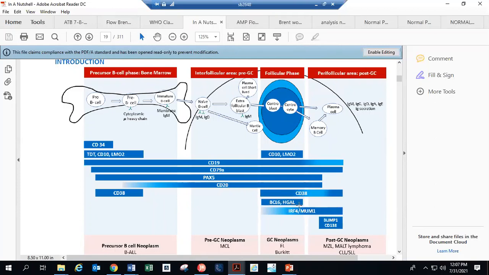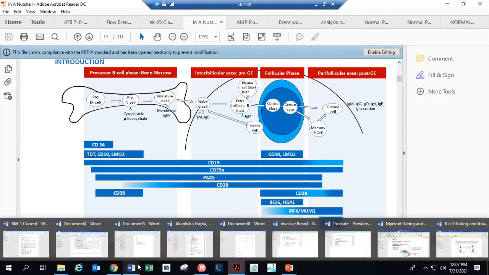BCL6 and GAL are also germinal center markers. They are more specific germinal center markers. MUM1 is more of a plasma cell marker. It comes in brighter in the plasma cells. BLIMP1 and CD138 are more specific plasma cell markers. So we're reminding ourselves of what we read yesterday.